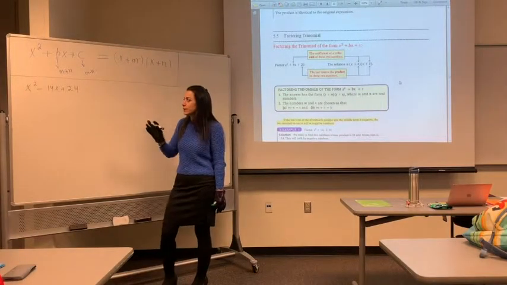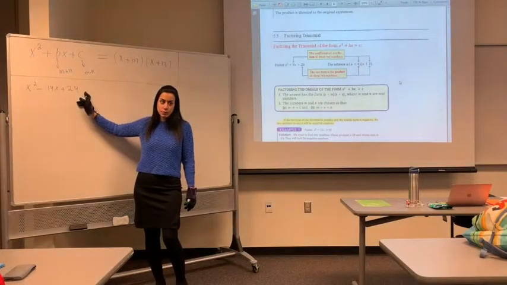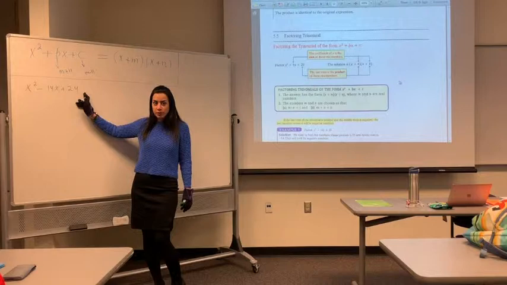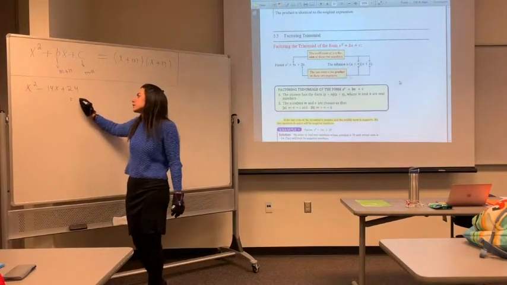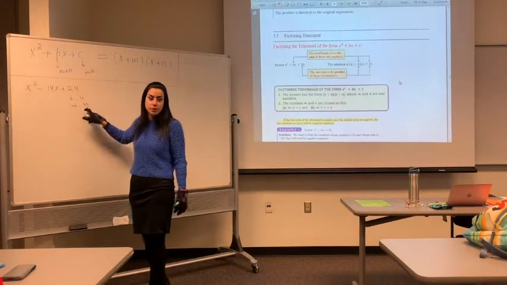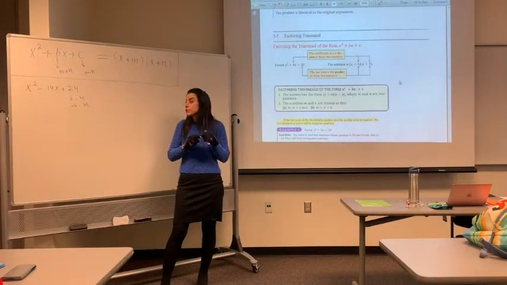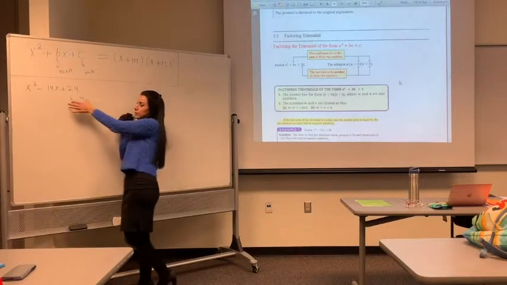So if I want to say there were 2 numbers that multiply to give us 24, what are those 2 numbers? 6 and 4. Both of them are positive, right? Negative 6 and negative 4 also give us positive 24. 8 and 3. So let's look at this first.